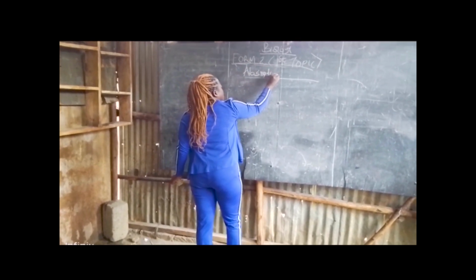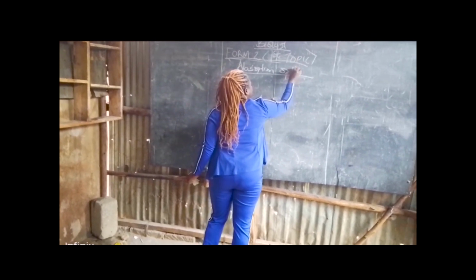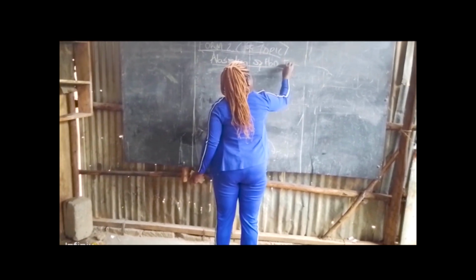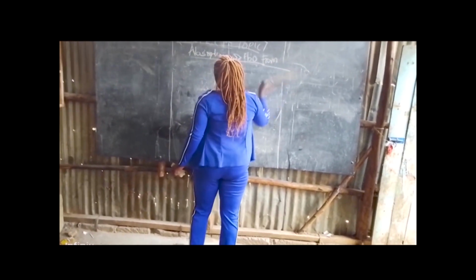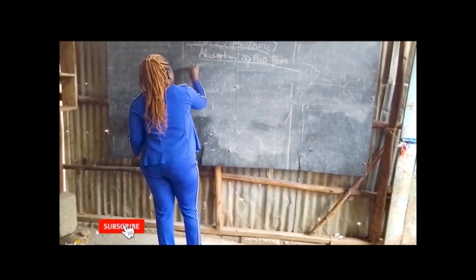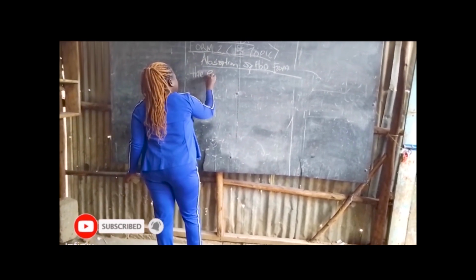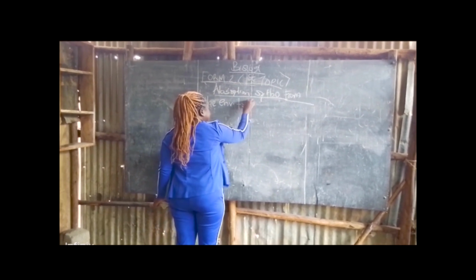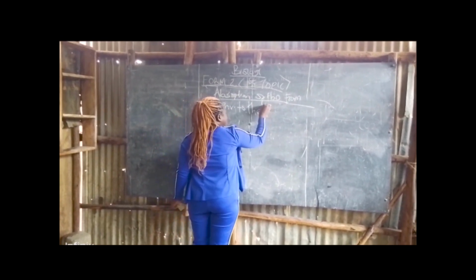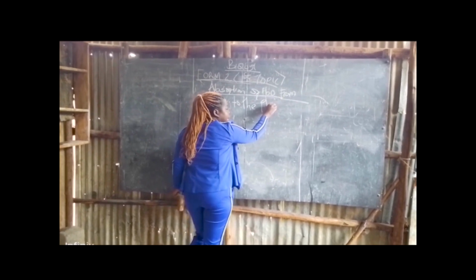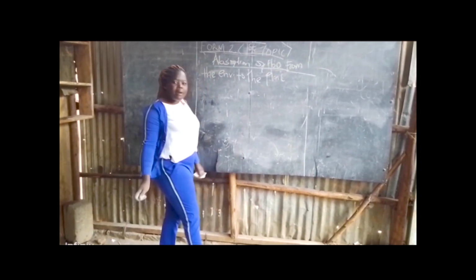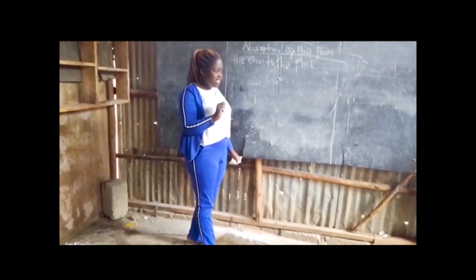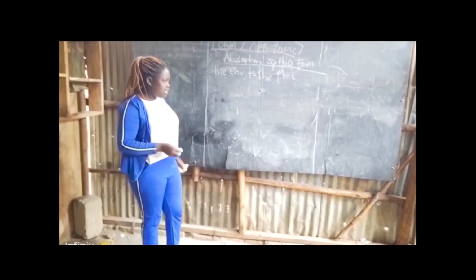Absorption of water from the environment to the plant, or from the root of a plant to all parts of the plant. This is an essay of 20 marks. These are settable questions, a very sensitive area. So we start with this.